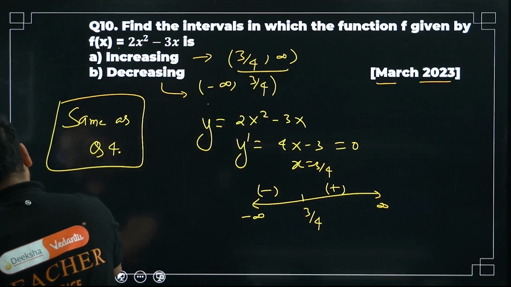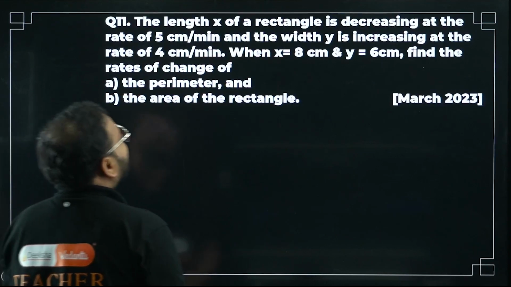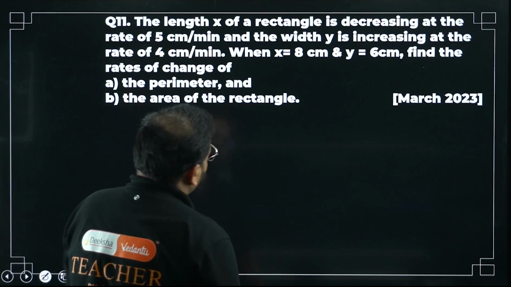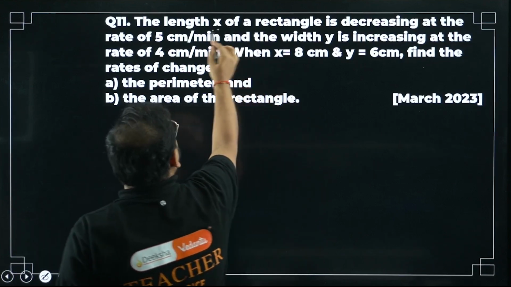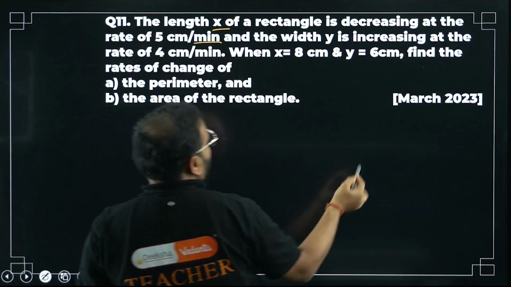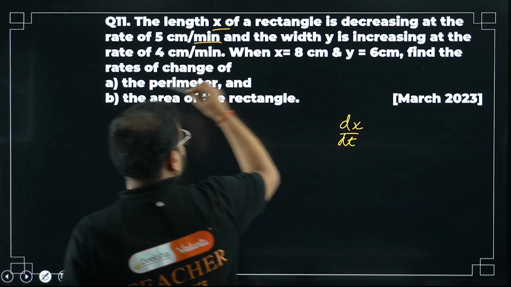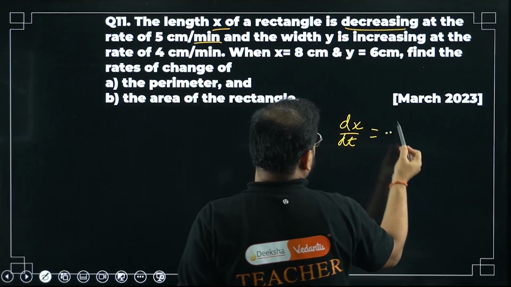Moving on to question number 11. The length x of a rectangle is decreasing at a rate of 5 cm per minute. Length, right? They've given that x. With respect to time, dx by dt. Decreasing means negative.